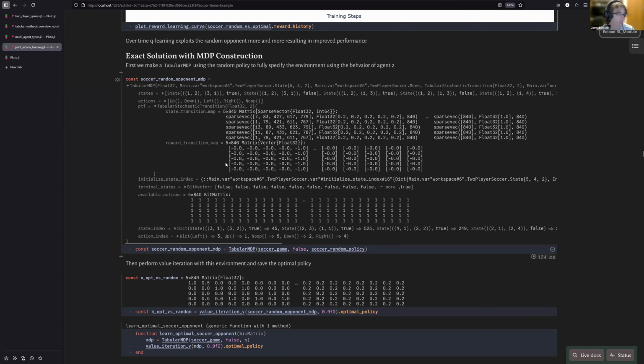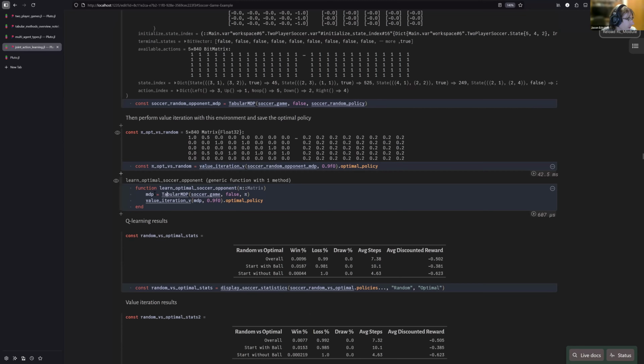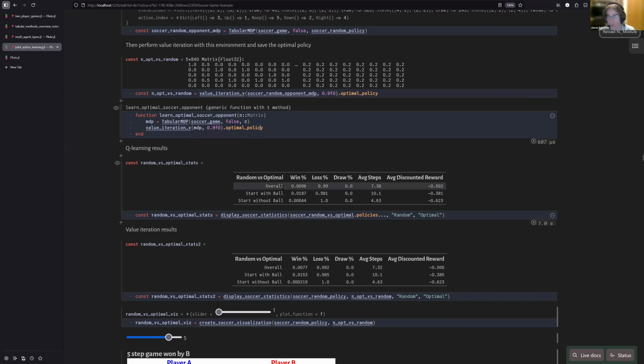In this case, we can see the probabilities are split between 5 different outcomes because of the random policy, the random opponent. So all we have to do is iterate through all the probabilities of the policy and form this MDP. Now we can solve, using an exact solution method, for the optimal policy against this opponent. And that's what's being done here. It forms the MDP of the soccer game, uses value iteration, gets the optimal policy, and here is the result, the statistics.